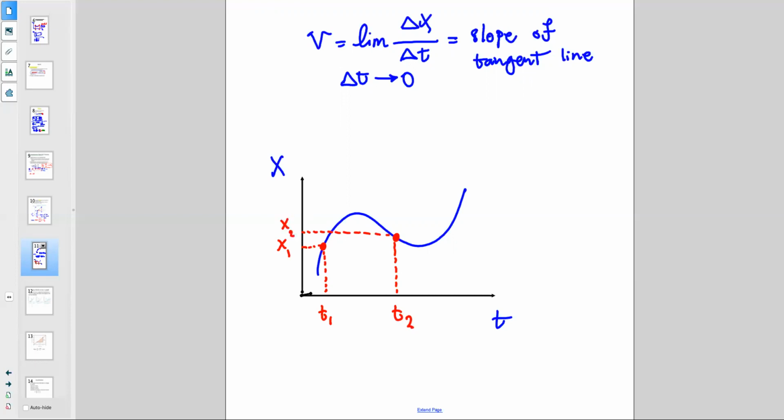If you want to find the average velocity between these two, you just draw a line between them, connect these two, and you find the slope of the line. The slope of the line between these 2 points will show you the average velocity.